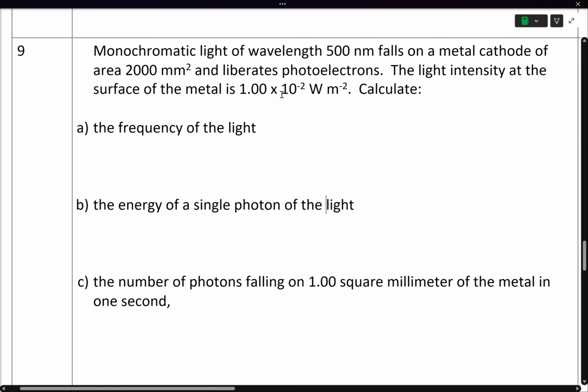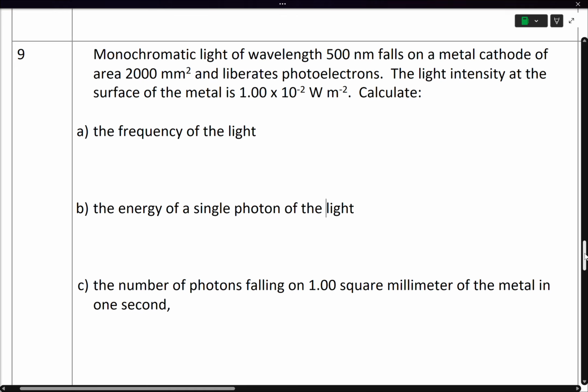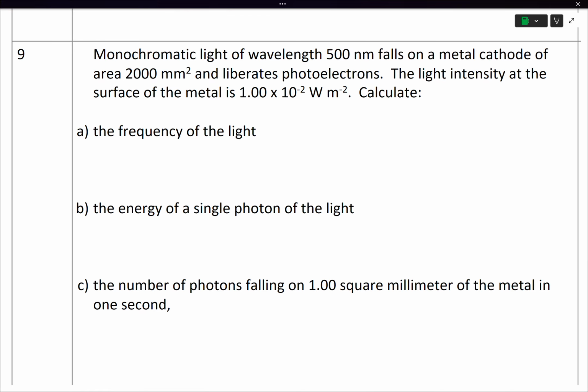Question 9. Monochromatic light of wavelength 500 nanometers falls on a metal cathode of area 2000 millimeters squared and liberates photoelectrons. The light intensity at the surface of the metal is 1.0 times 10 to the minus 2 watts per meter squared. Calculate the frequency of the light.